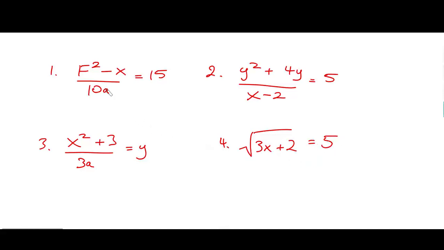Okay, so let's have a look at these. So f squared minus x divided by 10a is equal to 15. y squared plus 4y divided by x minus 2 is equal to 5. x squared plus 3 divided by 3a is equal to y. And the square root of 3x plus 2 is equal to 5. So rearrange all of these examples for x like we've been doing.